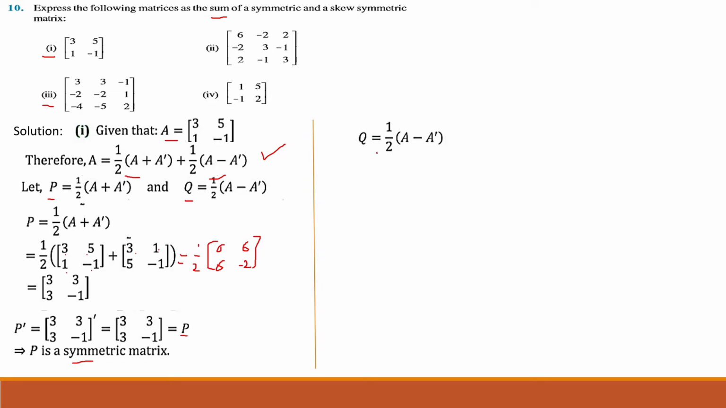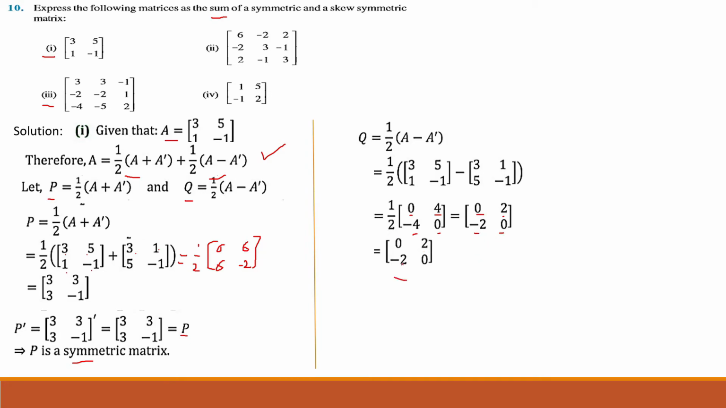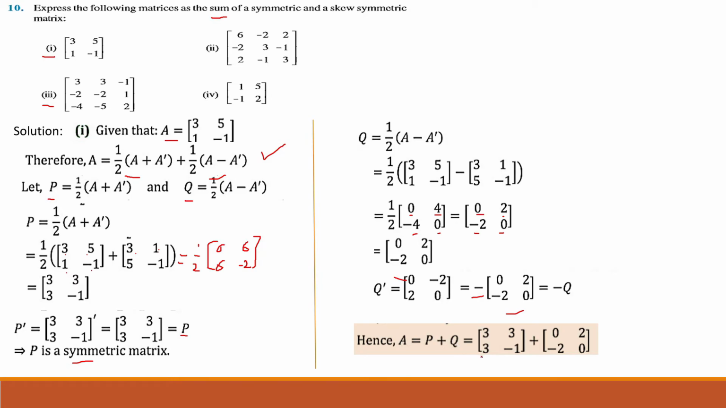For the second part we have to find Q equals half of A minus A dash. Again we will write A and A transpose as it is in the equation. We'll subtract these two, which gives 0 4 minus 4 and 0. After multiplying half with each and every element it will be 0 2 minus 2 and 0, and taking transpose of this it will be 0 minus 2 2 and 0. If we take the minus sign outside, Q dash becomes minus of matrix Q. That means Q is a skew symmetric matrix.